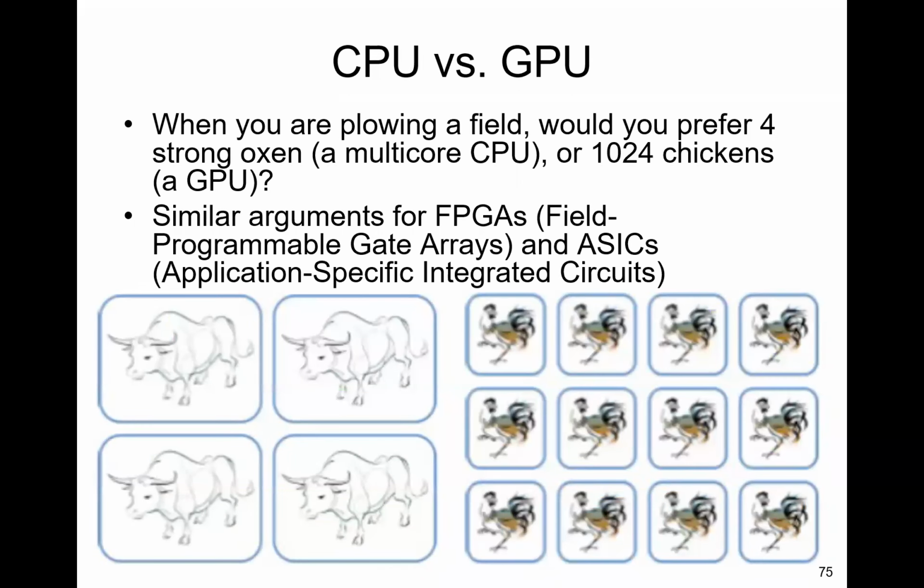So here's an analogy of CPU versus GPU. When you plow a field with 4 strong oxen, a multi-core CPU, or 1024 chickens, that is a GPU with many smaller engines. Each engine is very weak, but overall, the parallel computing power is very high. Similar arguments for FPGAs and ASICs.